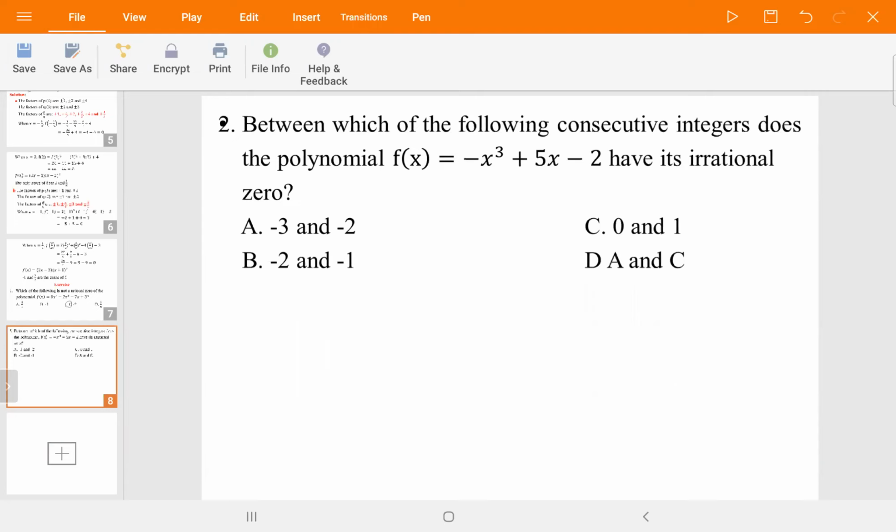This polynomial changes its sign between -3 and -2 and between 0 and 1. There is no sign change as we evaluate f of x between -2 and -1. Therefore, the only irrational zeros of this polynomial are between -3 and -2 and between 0 and 1. So the correct answer is D.